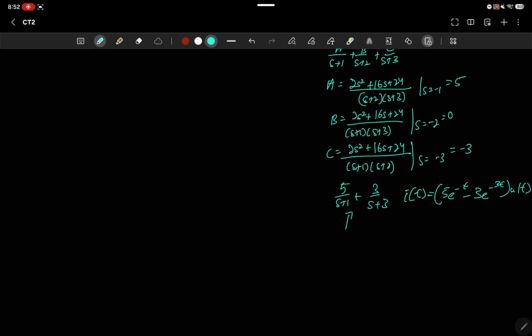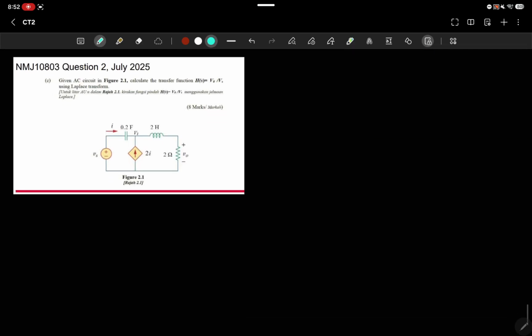Okay, now the last part is for the circuit. You need to understand certain stuff in the circuit, and you need to understand basic circuit law, like current is same in series, voltage is same in parallel. You need to know that in order to understand this. So I said that capacitor is 1 over s, then inductor is s, resistor is just the value.